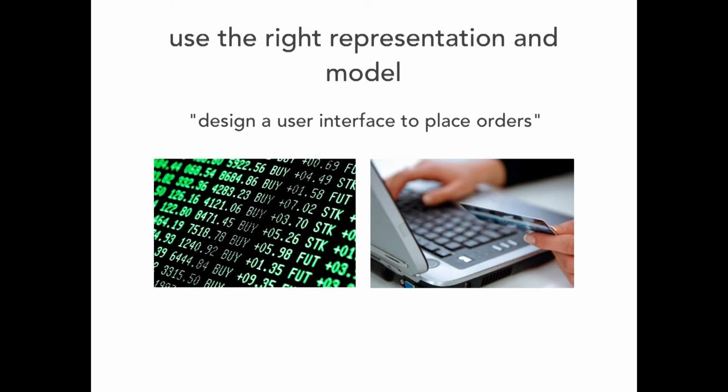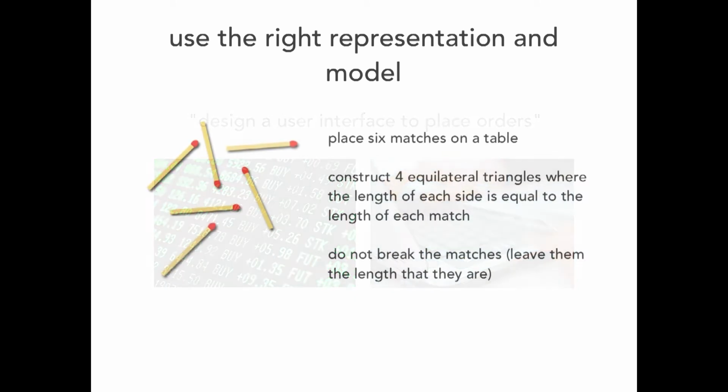So here's what I'd like you to do to be able to really visualize this whole concept. What I'd like you to do is hit pause and go find 6 matches. Now these can come from a matchbook or they could be wooden matches. It really doesn't matter. If you can't find them, then just cut out 6 equal length pieces of paper. Now what I'd like you to do is to construct 4 equilateral triangles. These are triangles with all the sides the same length, where the length of each side is equal to the length of each match. In other words, you're not allowed to break the matches. You have to leave them the same length they are. Okay? So what I'd like you to do is hit pause and try to puzzle out this problem. See if you can find the solution.